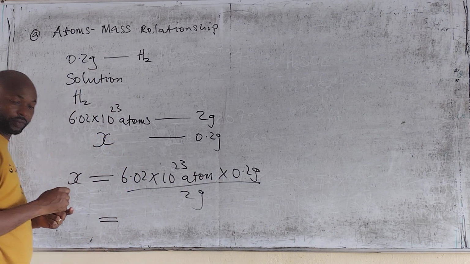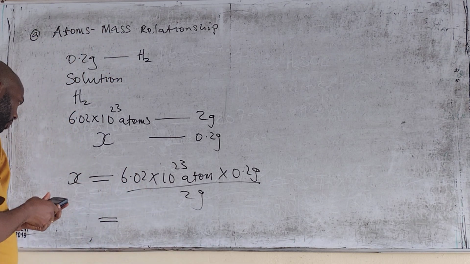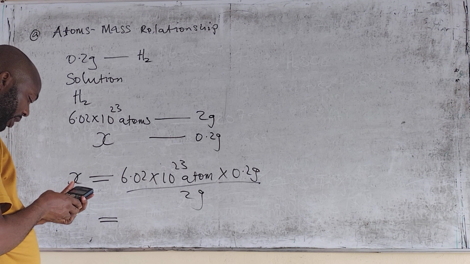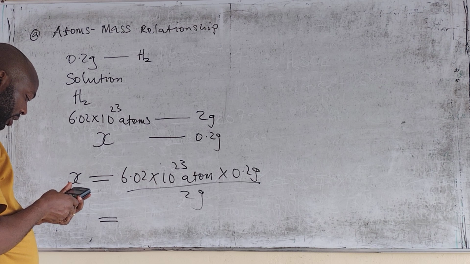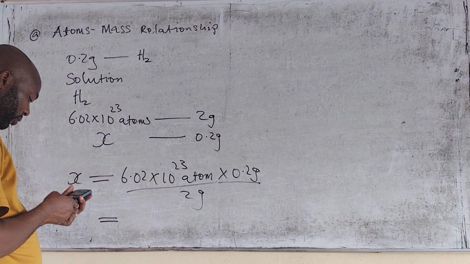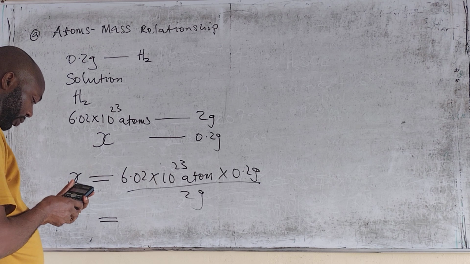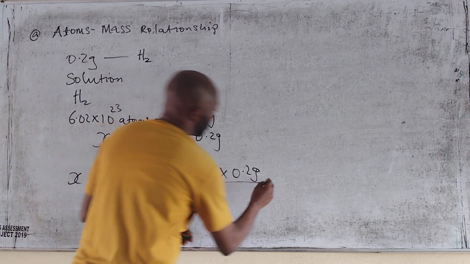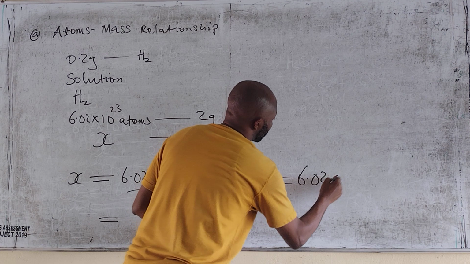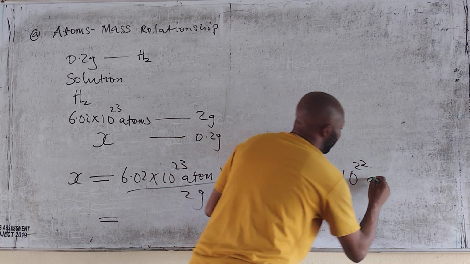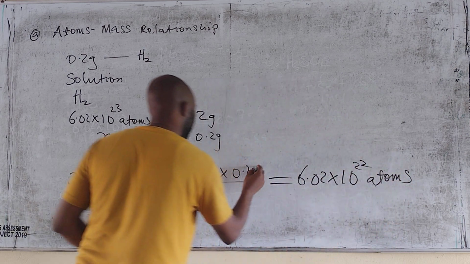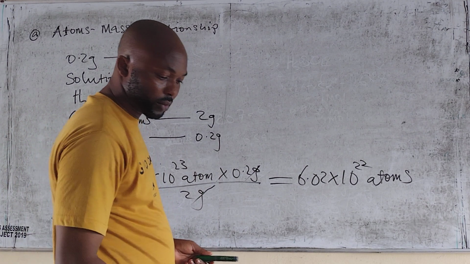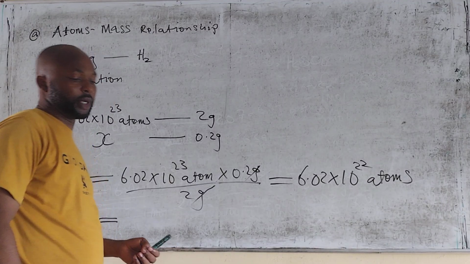And this is equal to 6.02 times 10 raised to the power of 23 times 0.2 divided by 2. That gives 6.02 times 10 raised to the power 22 atoms. Okay, let's take another question.